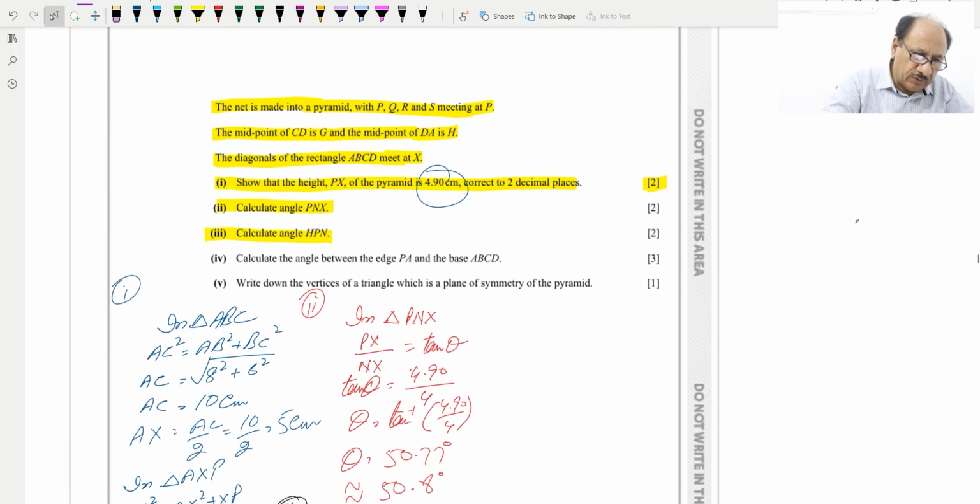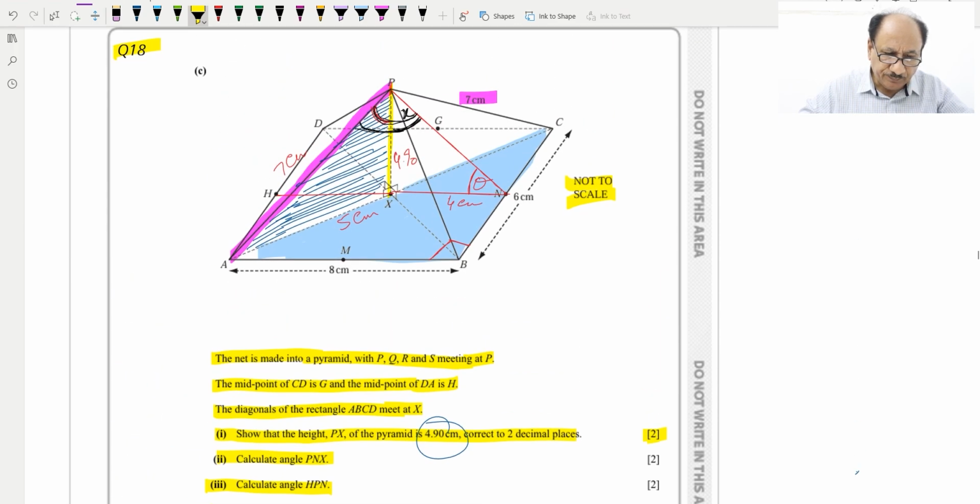Now the fourth part says calculate the angle between the edge PA and the base ABCD. PA and base ABCD, this angle will be required, which we can take, for example, which angle is required?